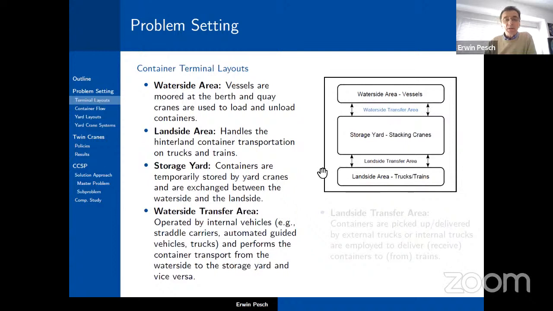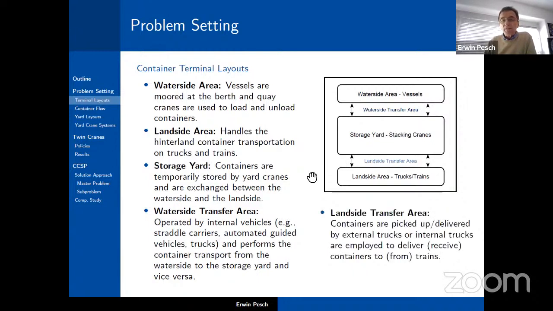And we have the waterside transfer area. This area here is operated by internal vehicles. For instance, you can think about straddle carriers, automated guided vehicles, trucks, and it performs container transport between the waterside and the storage yard. And then we have the landside transfer area. This is this area here, and containers are picked up or delivered by external or by internal vehicles. And trucks are employed to deliver or receive containers to or from trains.